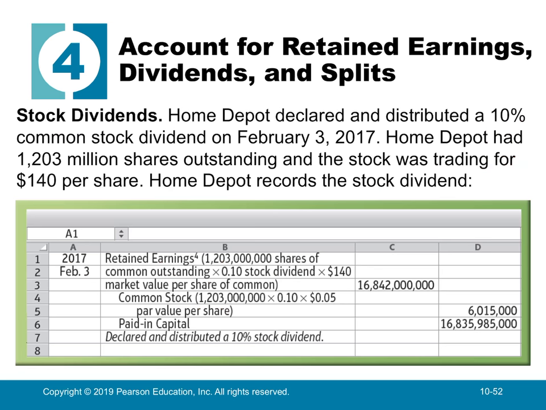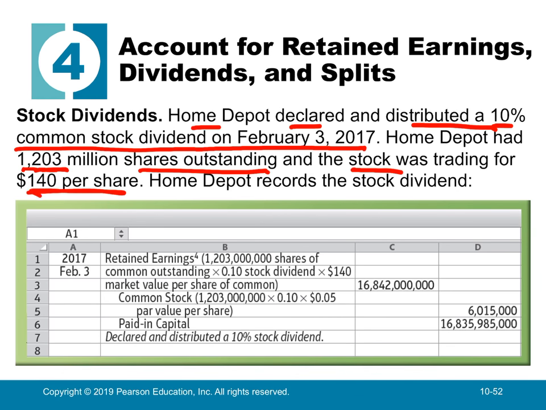So let's do an example of a small stock dividend. Home Depot declares and distributes a 10% common stock dividend on February 3rd, 2017. As of this date, there were 1,203,000,000 shares outstanding. The stock was trading for $140 per share. So let's record the stock dividend.